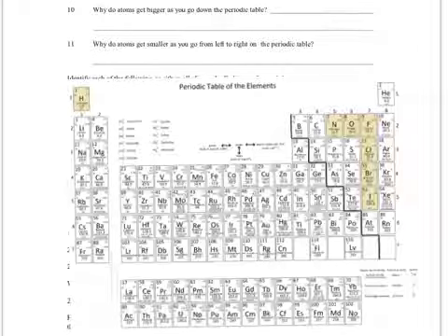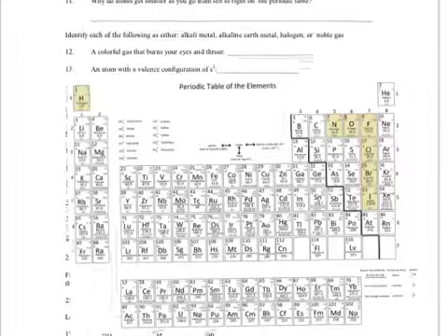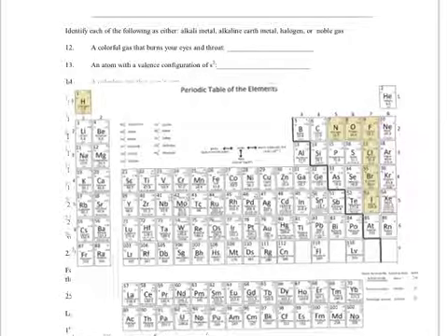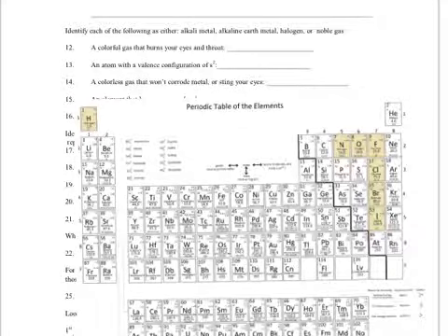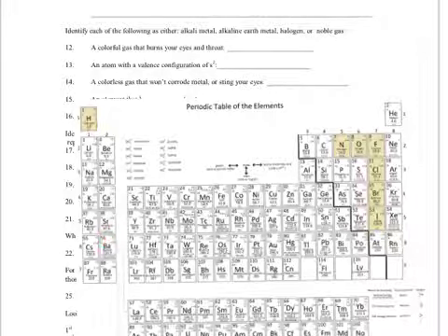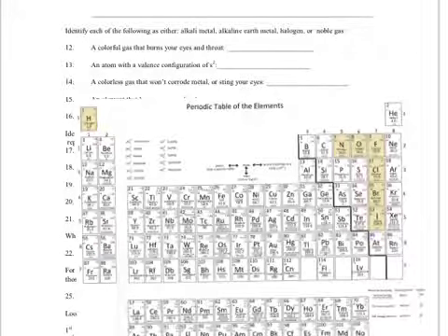Let's try these next ones here. Alright, identify each of the following as an alkali metal, alkaline earth metal, halogen or noble gas. You know, guys, I don't think we did alkaline earth, but just so you know, that's column 2. I apologize. So let's just try this. A colorful gas that burns the eyes and throat. That would be one of these rascals here. That is a halogen.